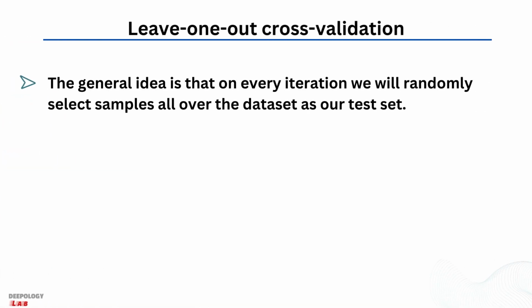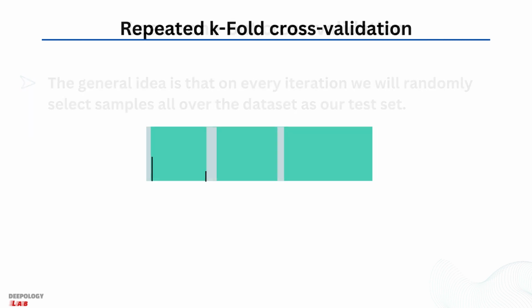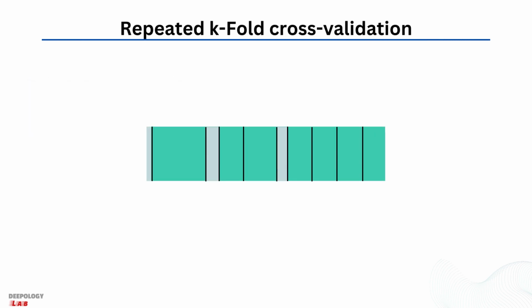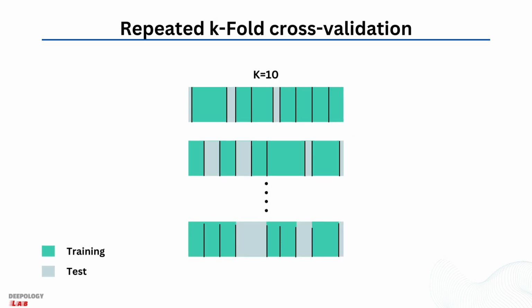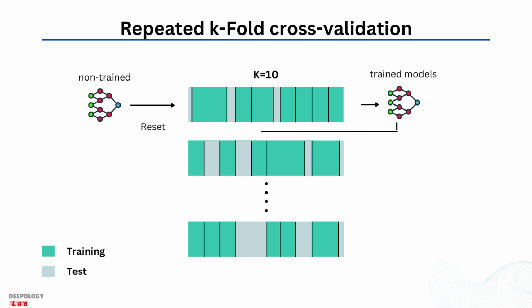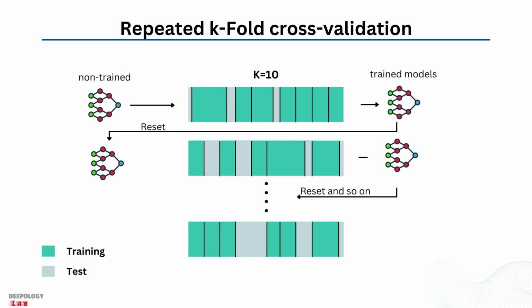Repeated K-fold cross-validation is probably the most robust of all cross-validation techniques. It is a variation of K-fold, but in the case of repeated K-folds, K is not the number of folds. It is the number of times we will train the model. The general idea is that on every iteration we will randomly select samples all over the dataset as our test set. The algorithm of repeated K-fold technique steps.